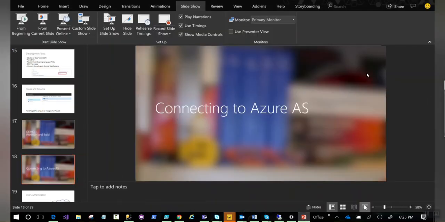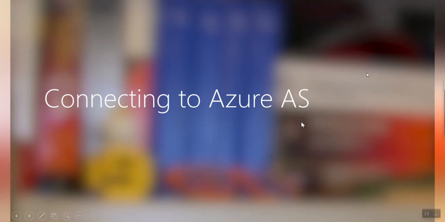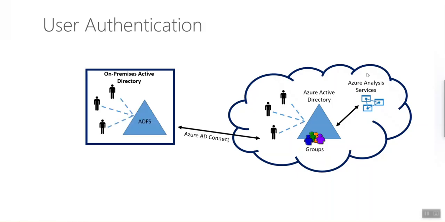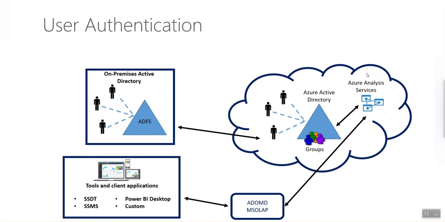I like it a lot. Connecting to Azure Analysis Services. So it's pretty straightforward. If you have Azure Analysis Services, you have your Azure Active Directory set up. And if you're working on premises, if you set up your AD Connect, you can get all your username and password synced up so you can have a single sign-on. And it pretty much works the same way as on premises when you use client tools.